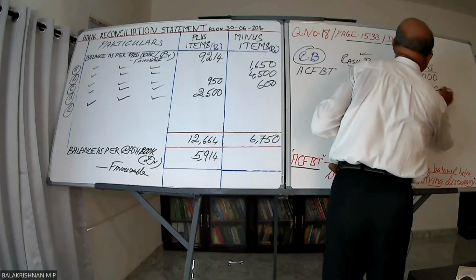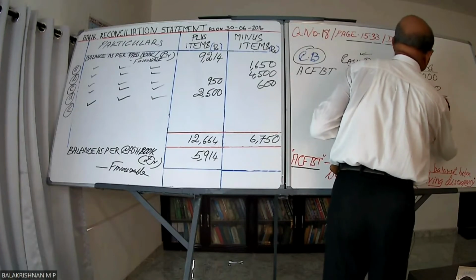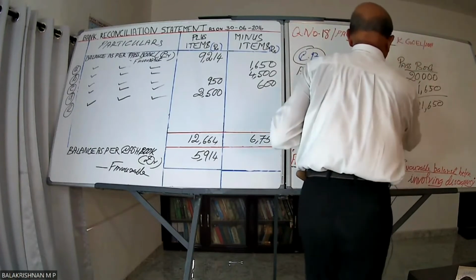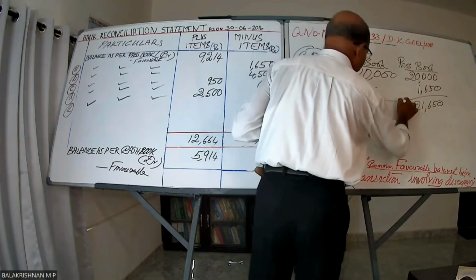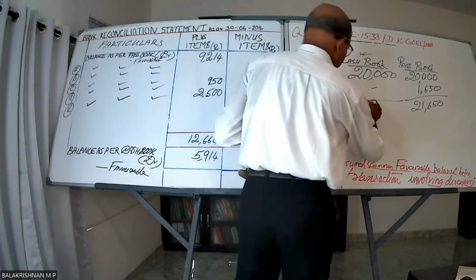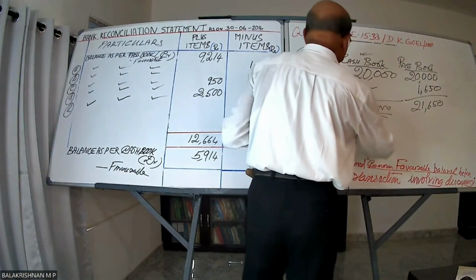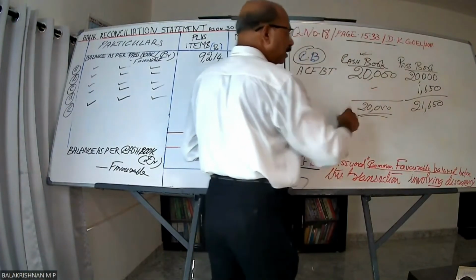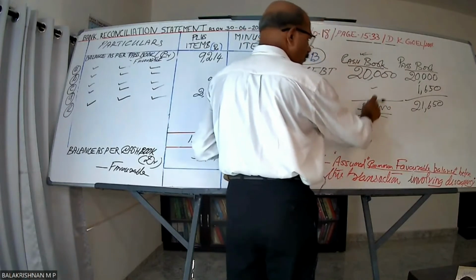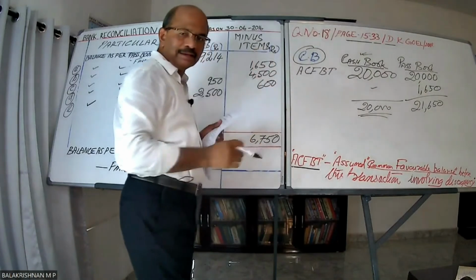1,650 bank credited, my bank balance will go up to 21,650. Whereas here I'm not bothered. I don't know anything about such a wrong credit. It is still 20,000 only. So it is very much a decreasing effect, right? As compared to the other book, this balance is lower to the extent of 1,650. Hence, I am showing it here. Okay. Next.